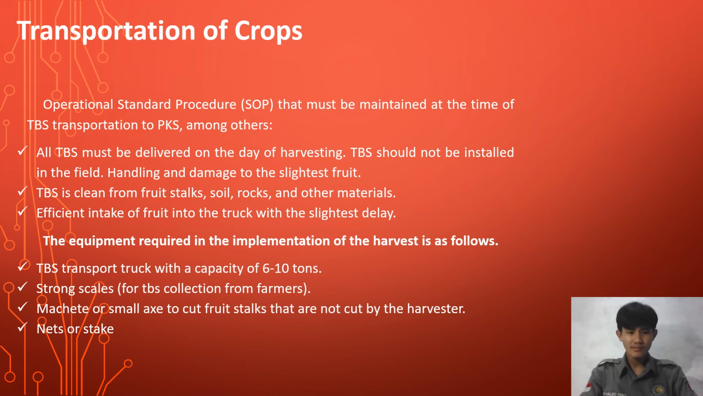And then the equipment required in the implementation of the harvest is as follows. Number 1, TBS transport truck with a capacity of 9 up to 10 tons. Number 2, strong scales for TBS collection from farmers. And number 3, machete or small axe to cut fruit stalks that are not cut by the harvester. And the last, nets or stakes.